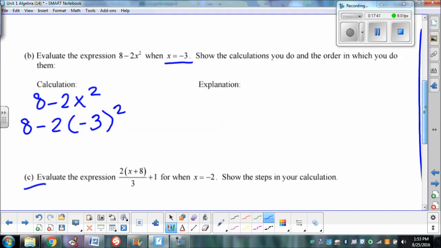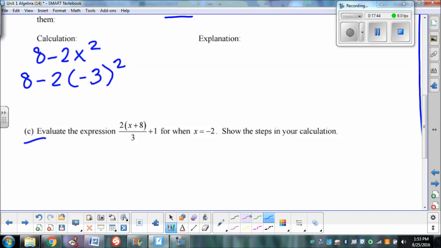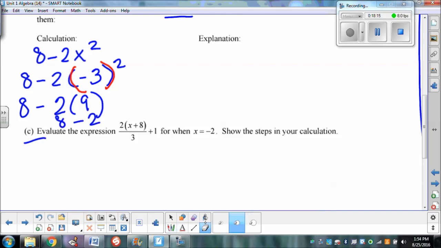Anytime I do substitution, I put parentheses around the number that I am substituting. I'm going to use red there as sort of a warning. Get in the habit of doing that. You will avoid mistakes. So let's think about our order of operations. Parentheses, well, nothing to do in the parentheses, but then our exponents, we have to square this. So what is -3 squared? -3 squared means -3 times -3, which is a positive 9. Now I have to do my multiplication. 2 times 9, which is 18. And 8 minus 18 is -10.